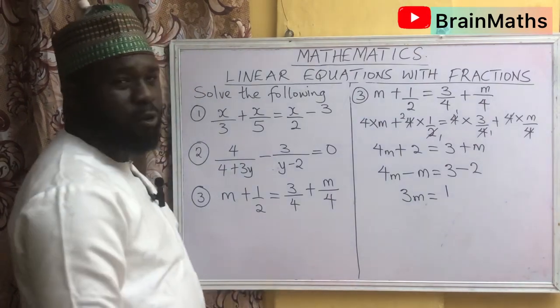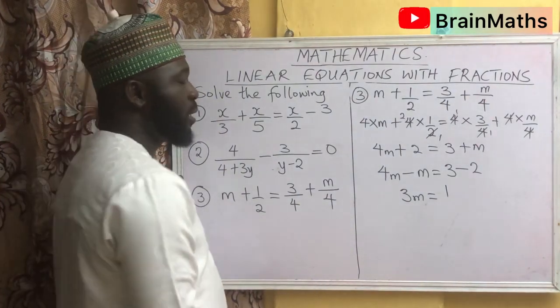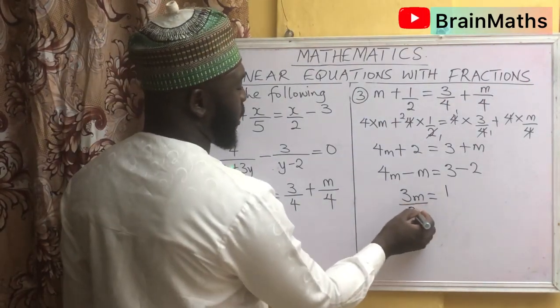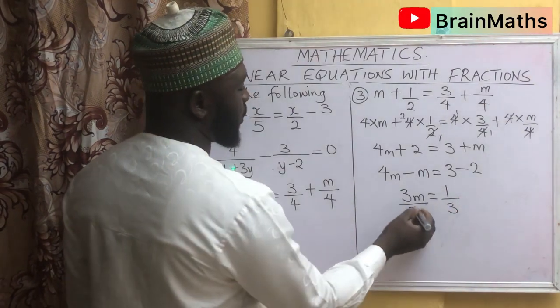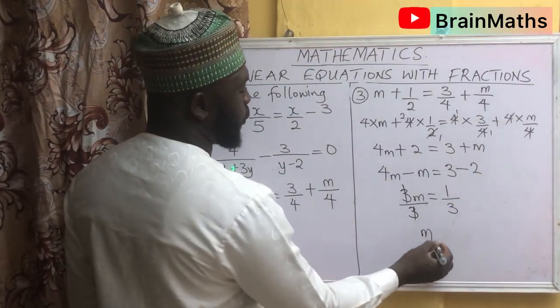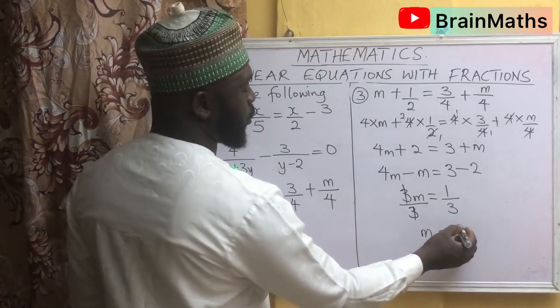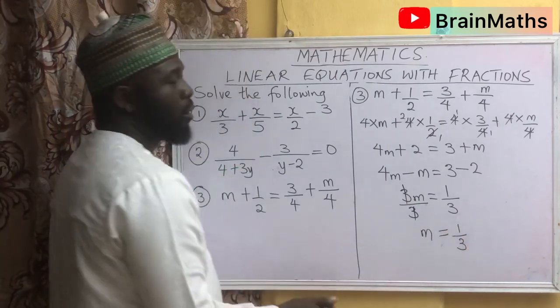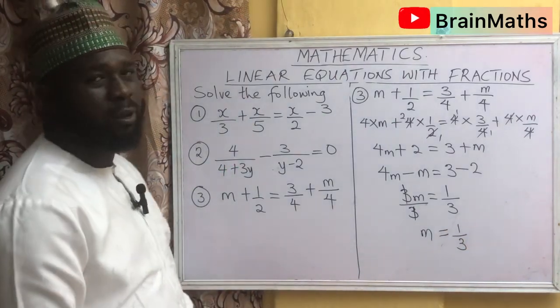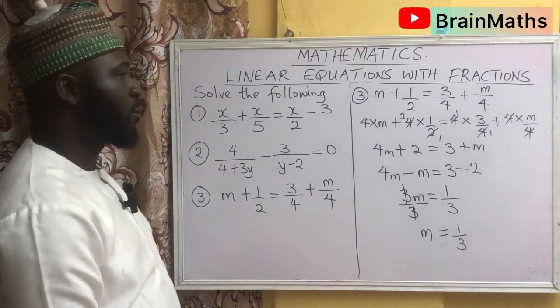We are looking for the value of m. We have to divide both sides by the coefficient of m, which is 3. And by so doing, our m will be equal to 1 over 3. So the value of m for question number 3 is 1 over 3.